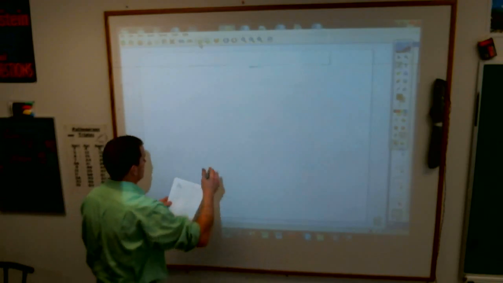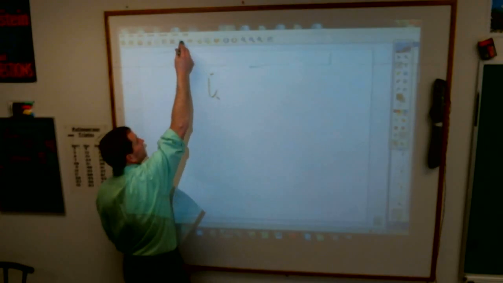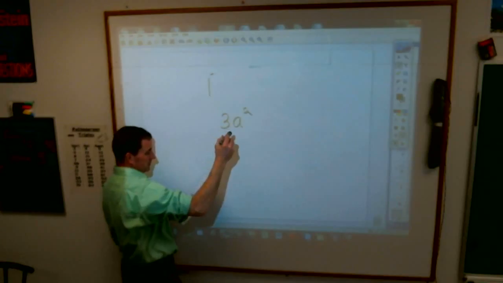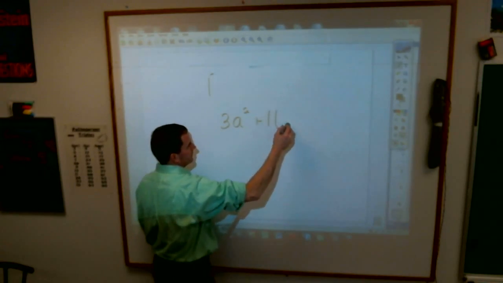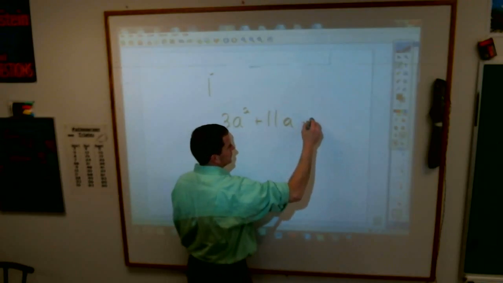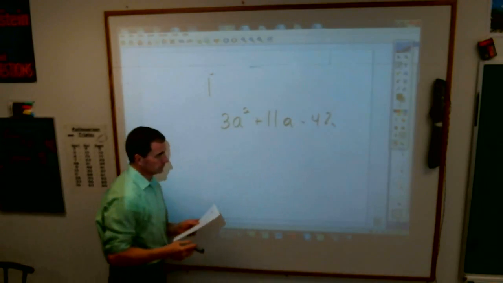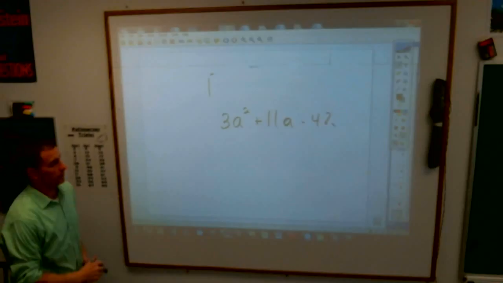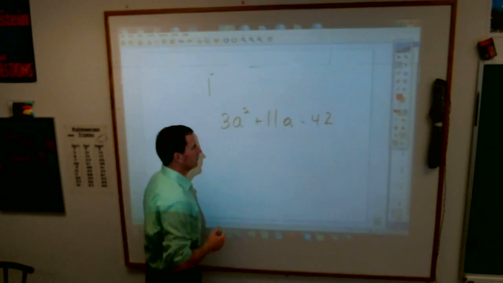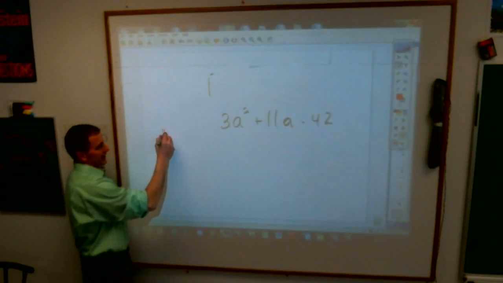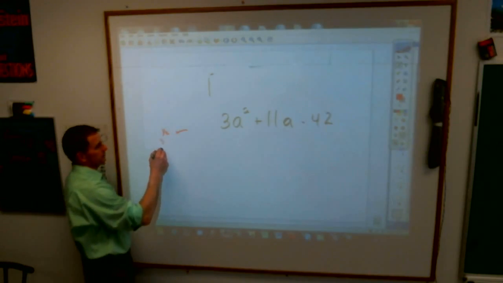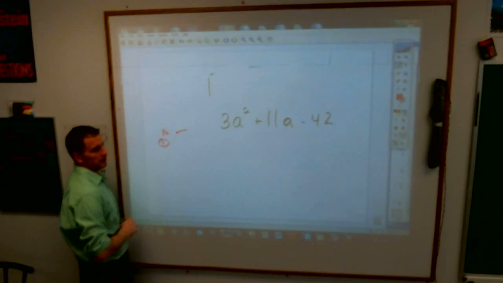Let's do this one. 3a squared plus 11a minus 42. Here we go. I am going to get you on this first one. Step half. Can you factor anything out of all 3? Negative. Step 1. What times what gives you the first term?